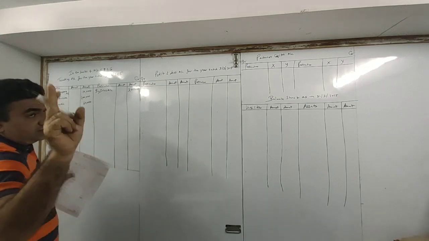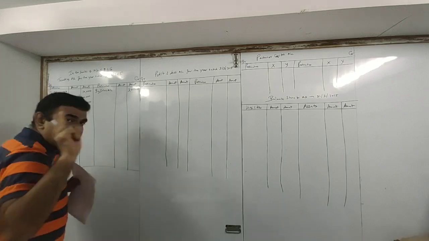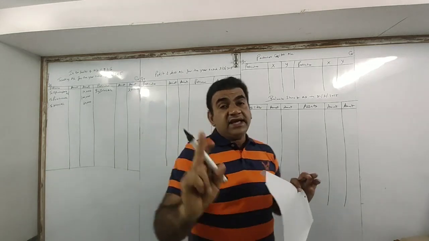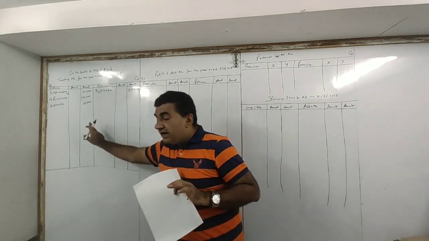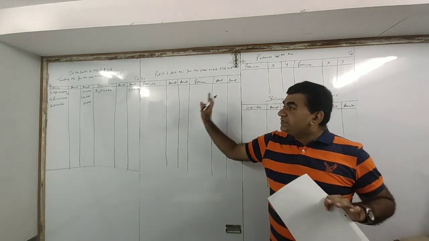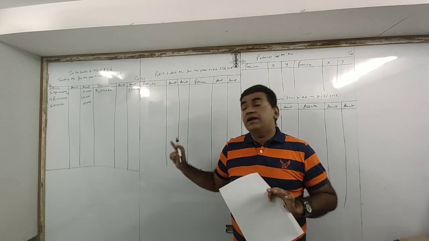Carriage inward. See the next 2 items. Inward and outward, what we discussed yesterday. Carriage inward is carriage paid on purchase of goods. It's a direct expense. Therefore, we will debit trading account. Carriage outward, outward going out. It is transport charges paid on sale of goods. Therefore, we will debit P&L.